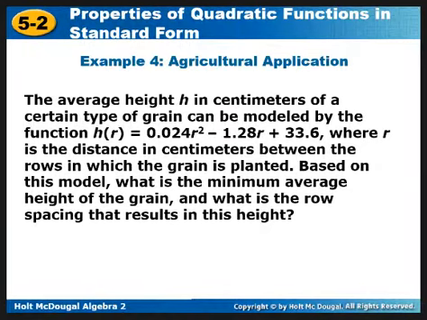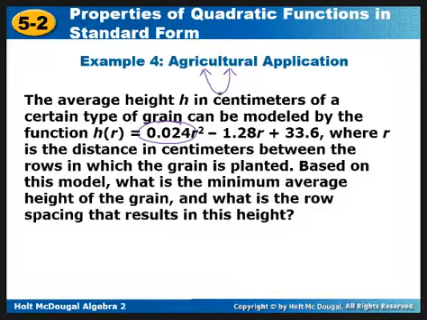What this is asking is: what is the minimum average height of grain, and what is the row spacing that results in this height? Basically, all you're doing is finding your vertex and determining whether it's a maximum or a minimum. To start with, you can see right here this is a positive number, so the parabola represented by this is going to open up. So whatever we get for our vertex value is going to be a minimum.